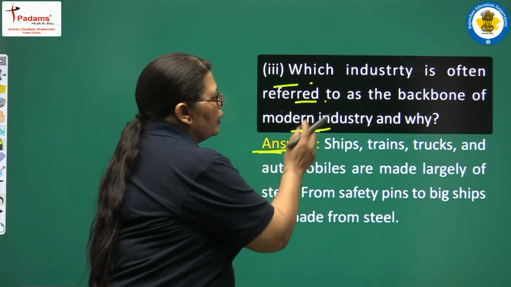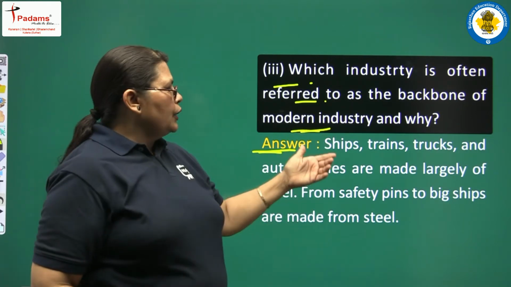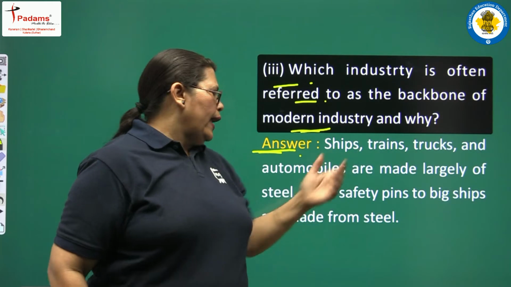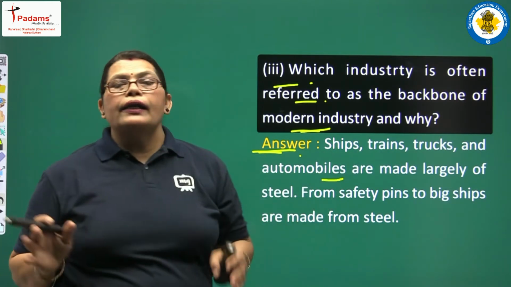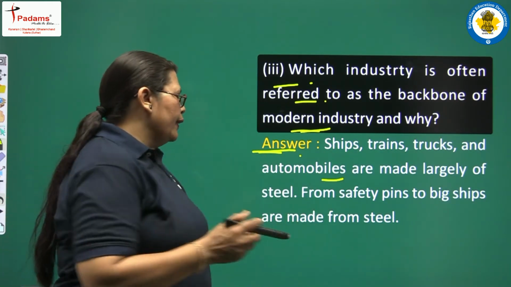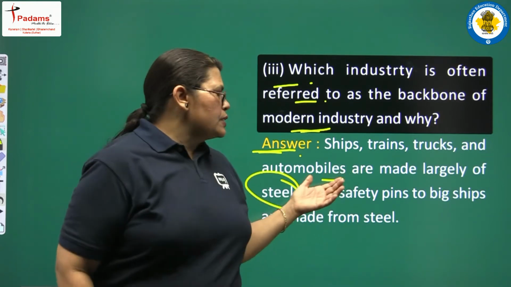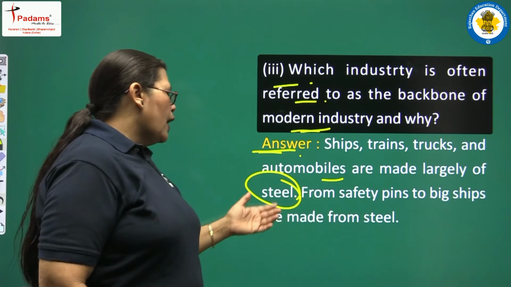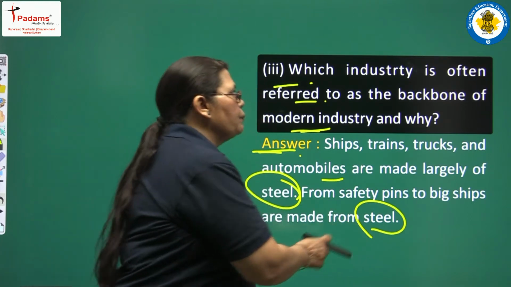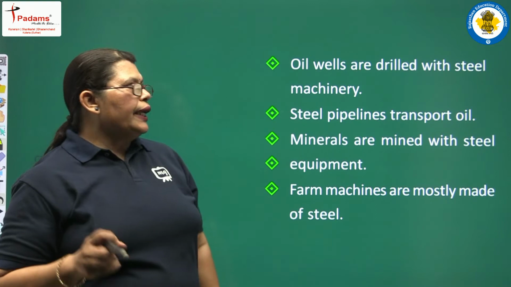See, in our answer we will write: ships, trains, trucks and automobiles are made largely of which material? Largely of steel. Yes, from safety pins to big ships are made from steel. It means this one is the main backbone.